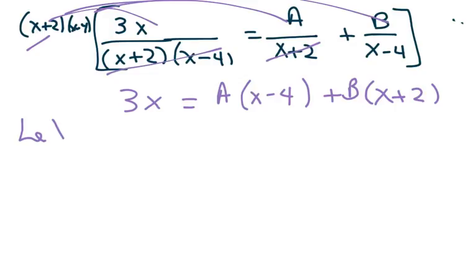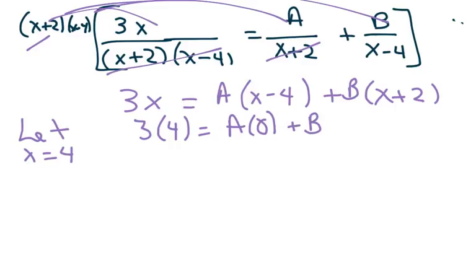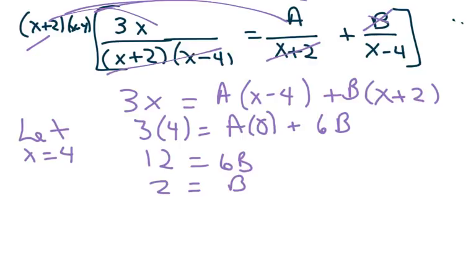Let's let x be 4. If we let x be 4, we're going to get 3 times 4 equals a times 0 plus b times 6, or 6b. So that yields 12 equals 6b. So b is 2. So I can change this. Let me erase some of this. B is 2.